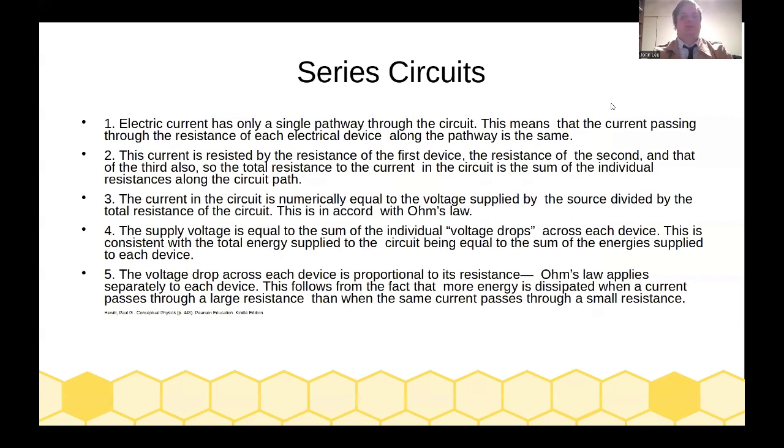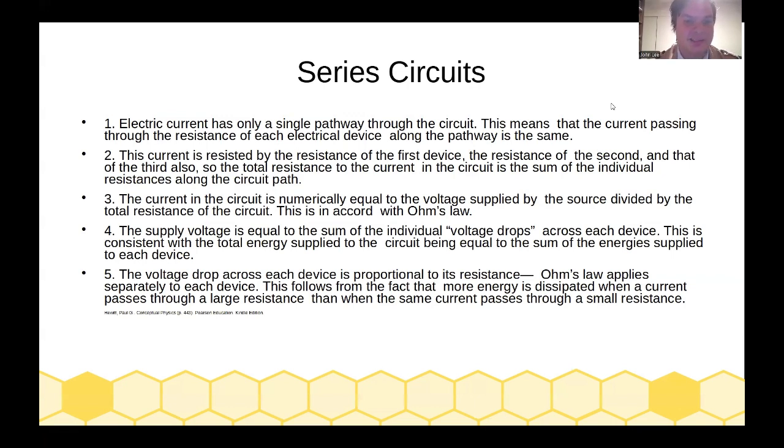This means that the current passing through the resistance of each electrical device along the pathway is the same. This current is resisted by the resistance of the first device, the resistance of the second, and that of the third also. So the total resistance to the current in the circuit is the sum of the individual resistances along the path. The current in the circuit is numerically equal to the voltage supplied by the source divided by the total resistance of the circuit. This is in accordance with Ohm's law.